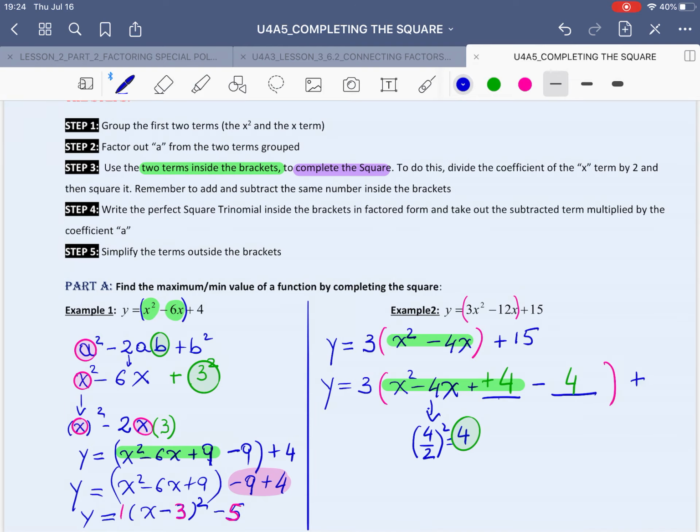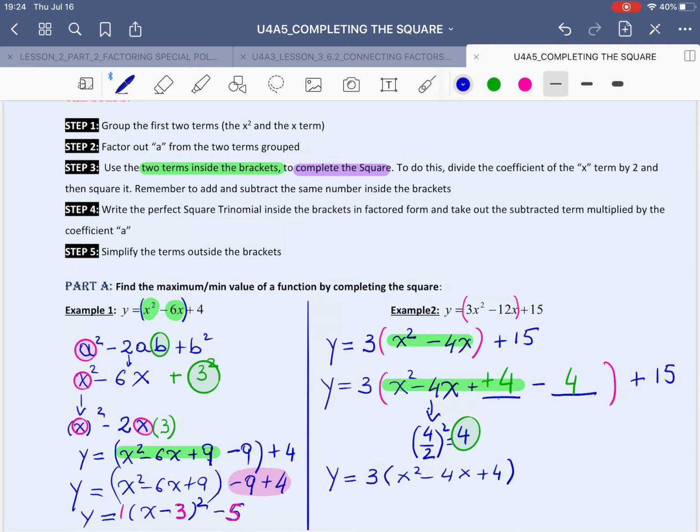Now the 15 is outside the pink bracket, so it's going to stay there, just waiting. Now in the next step, we're going to think, okay, here we are. We have 3, that's a factor. And we have x squared minus 4x plus 4, which we want to keep together as one unit because it's a perfect square.